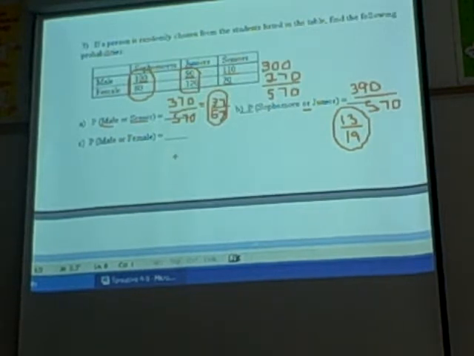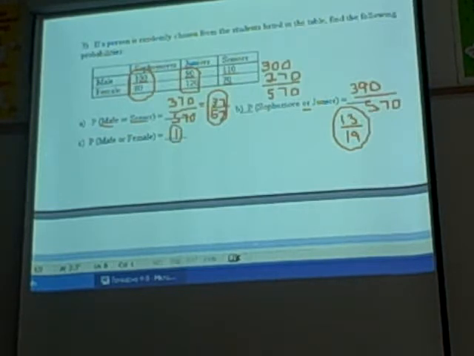Easiest one's the last one. What's the probability of being either a male or a female? I don't want to say one. One. If you randomly select a student, you know for sure they're going to be a male or a female, so if something's a sure bet, the probability is one. If it's impossible, the probability would be zero. So in this case, it would be one.